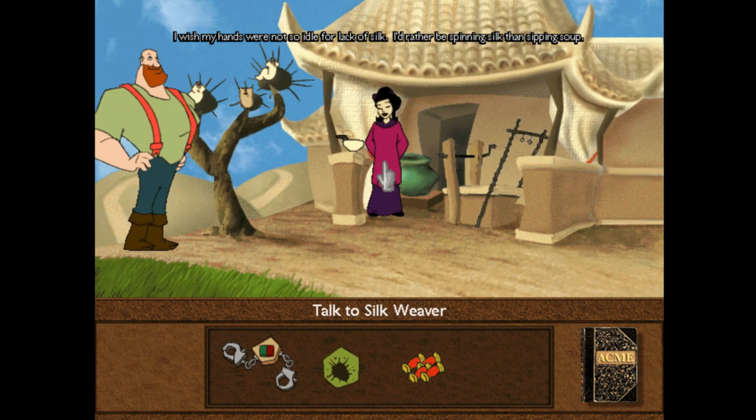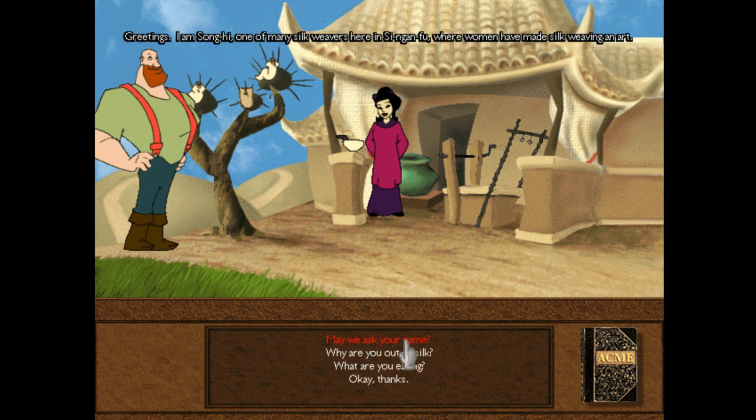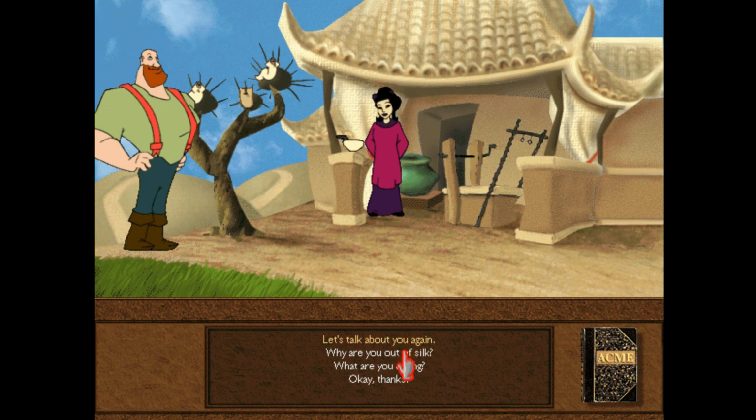It's not essential because I know what to do, my hands were not so idle for lack of silk. Let me do it, I'd rather you show what you can do, spinning silk than sipping soup. Greetings. I am Song He, one of many silk weavers here in Xiangfu, where women have made silk weaving an art. Strangers, Xiangfu is a most famous city. If you want the finest silk, there is no better place than right here.